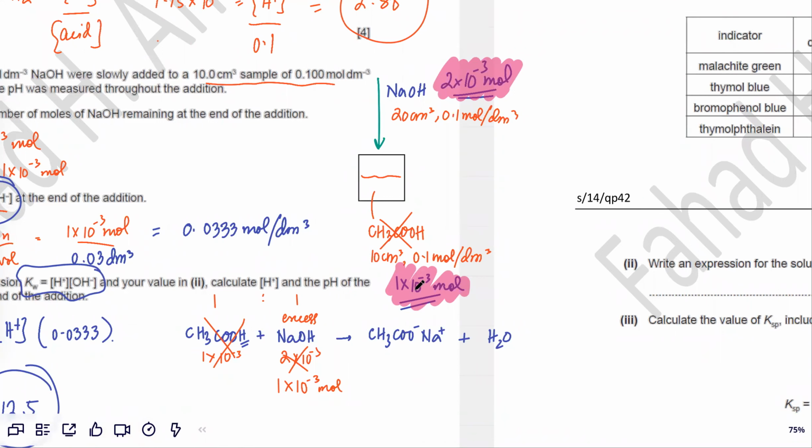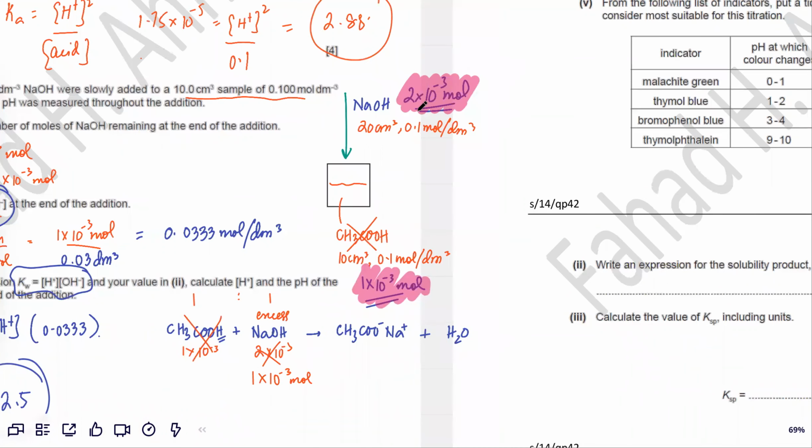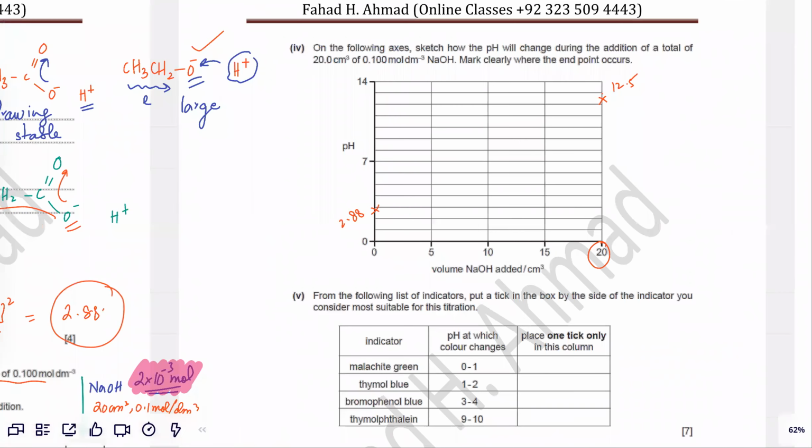Like 1 times 10 to the power minus 3 moles was only going to react with 1 times 10 to the power minus 3 moles. So you added double the amount. You just needed half of that. So 10 cm cube was just needed. So at 10 cm cube, there must have been neutralization. So at 10 cm cube, the pH would be crossing 7, because at that point ethanoic acid would have been neutralized. Adding more NaOH would make it basic. So is this clear so far?